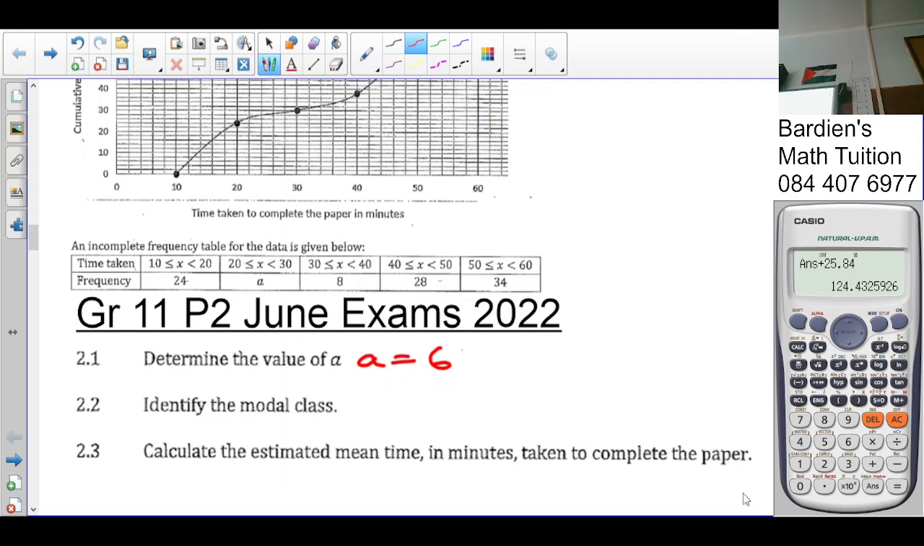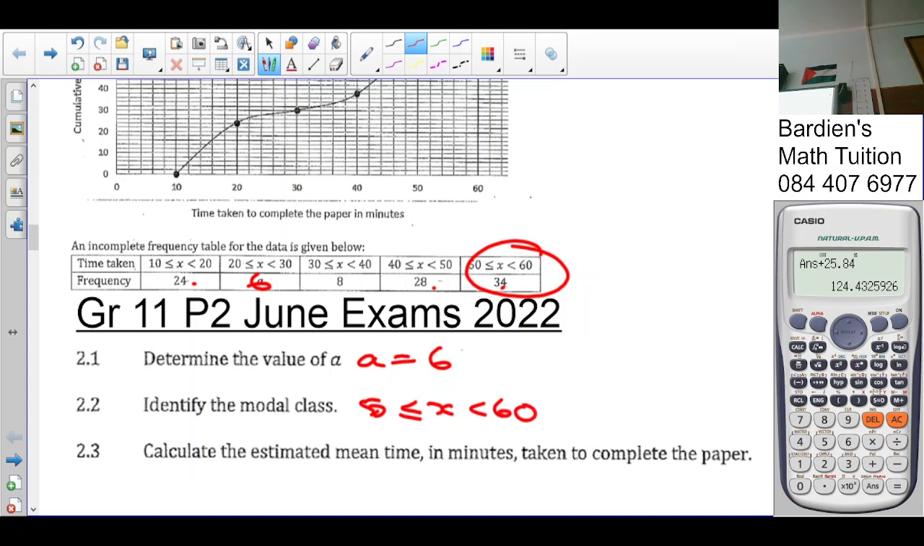Then it says identify the modal class. The modal class is the class that has the most entries. So here's 24, there's 28, there's 34. So that is the mode. That is the number that occurs the most. Can you see that, people? So the modal class is x is greater than or equal to 50, but less than 60.